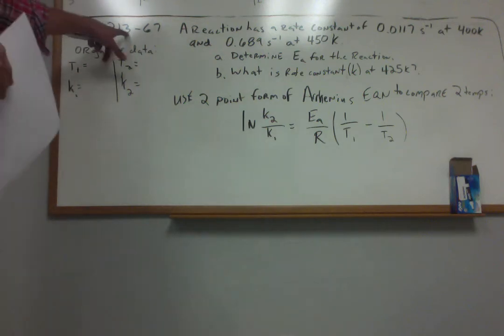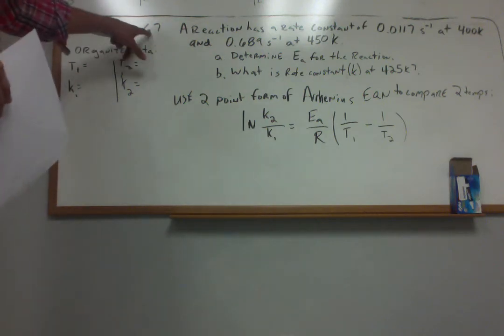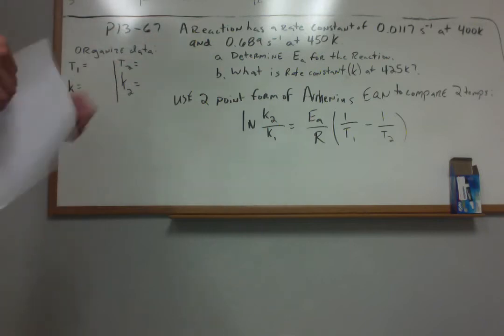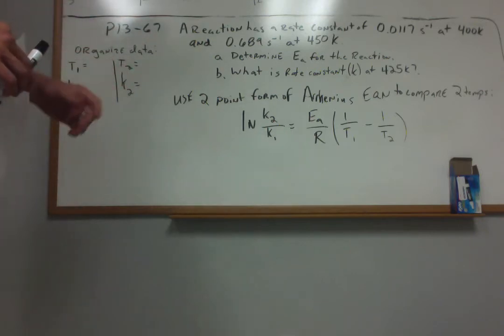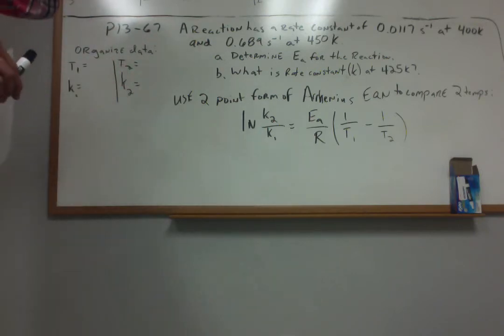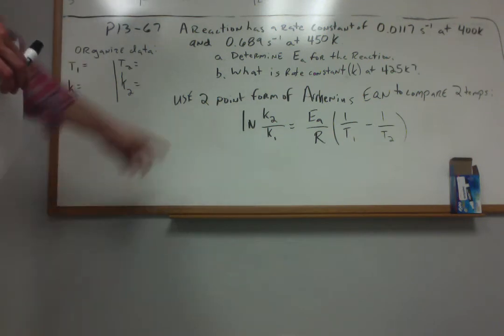This is example 13-67 from the end of chapter questions. It deals with the rates of chemical reactions and specifically the use of the Arrhenius equation in the two-point form.